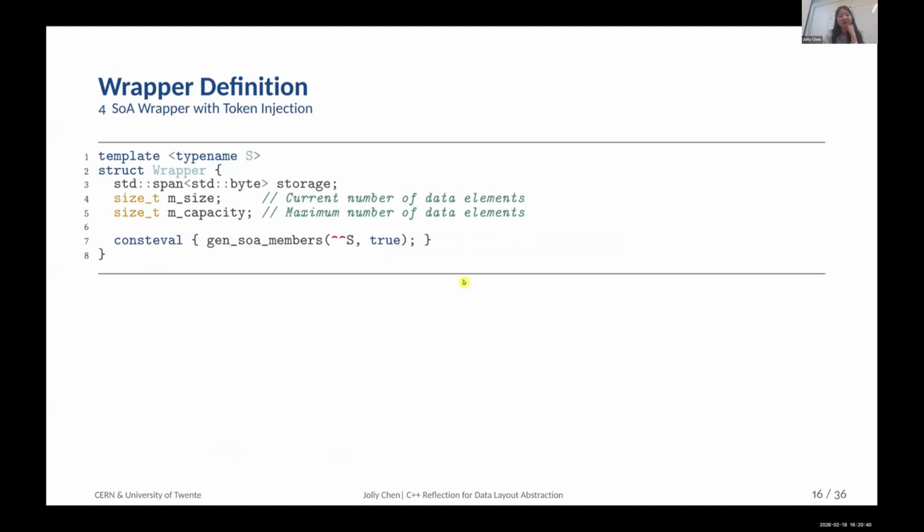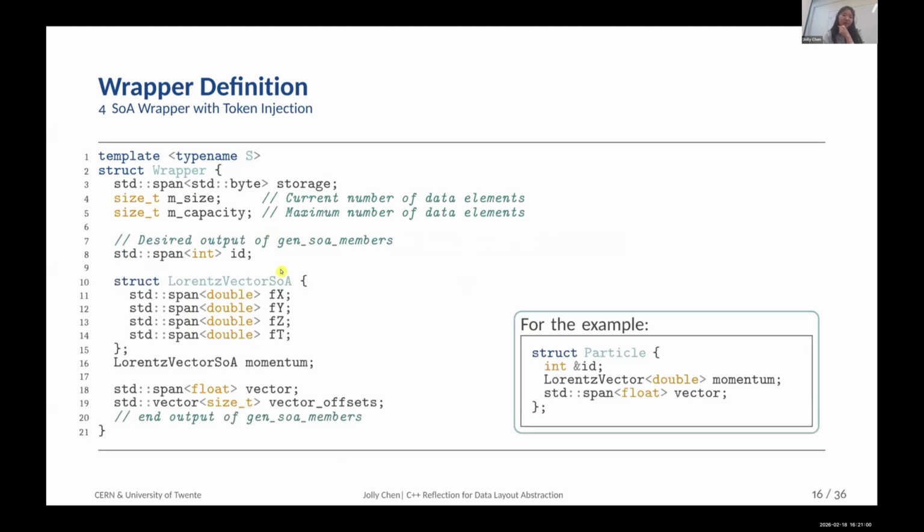So the wrapper definition in this case would be as follows. We have a storage where we will put all the data elements for the SOA members. And we have this function that I've defined myself, gen SOA members, that will generate the token sequences for each declaration. So the desired result of this is as follows.